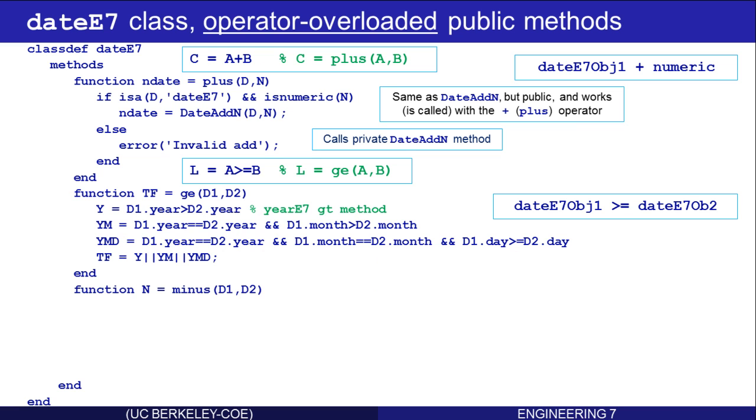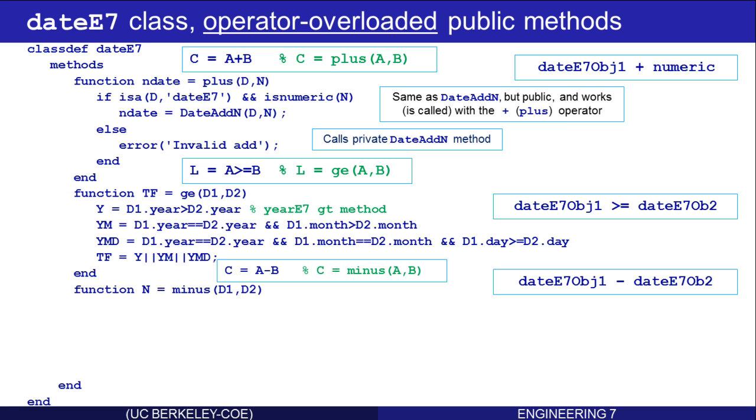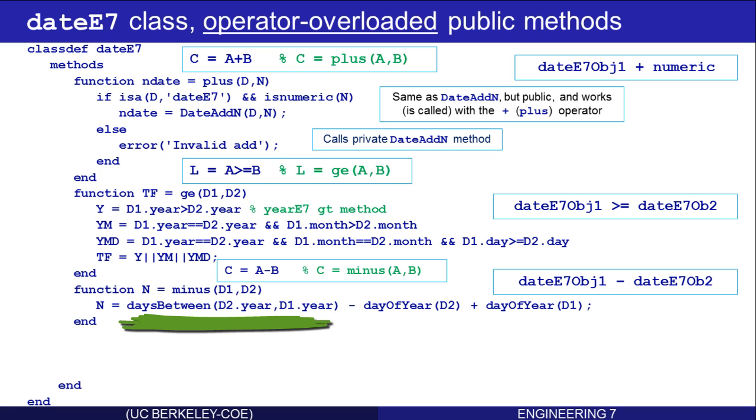Next, let's look at the minus method. This gets called for an expression of the form a - b. We're interested in subtracting two dates to reveal the number of days separating them. It's very easy arithmetic using the days between method for year objects, as well as the day of the year method for date objects.